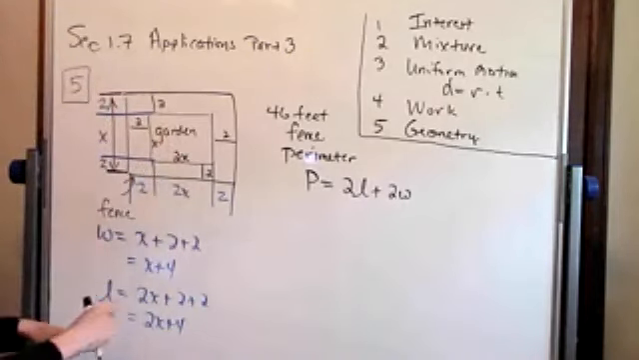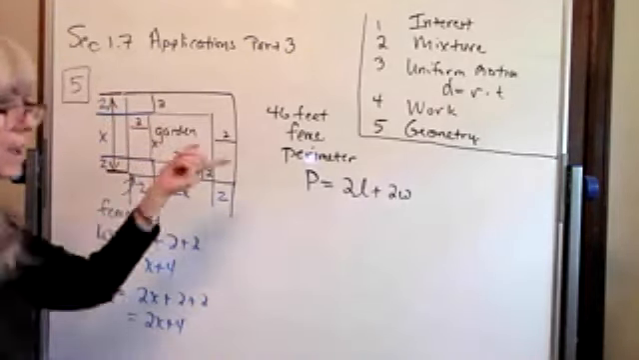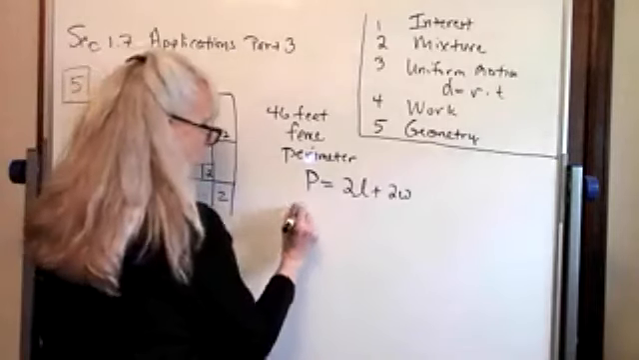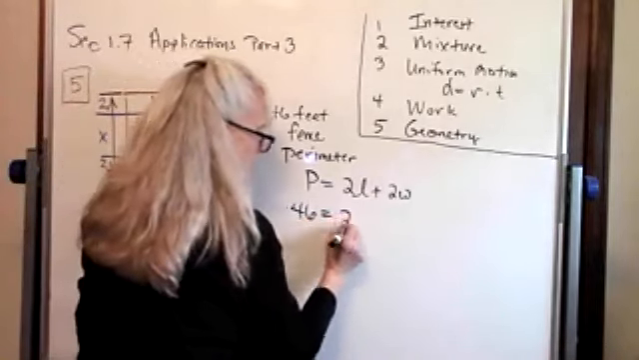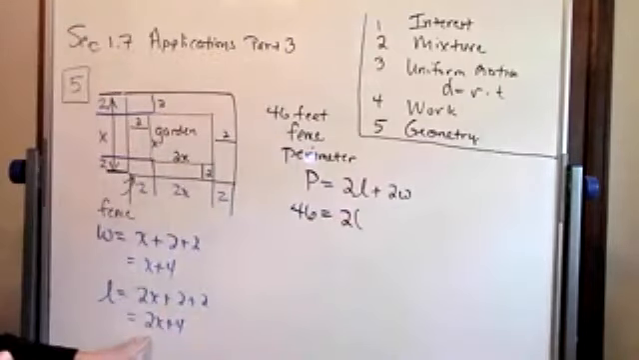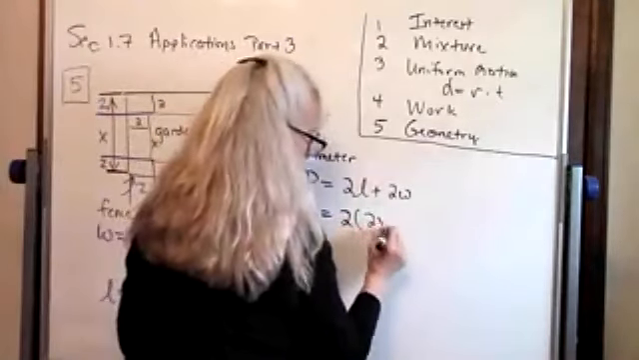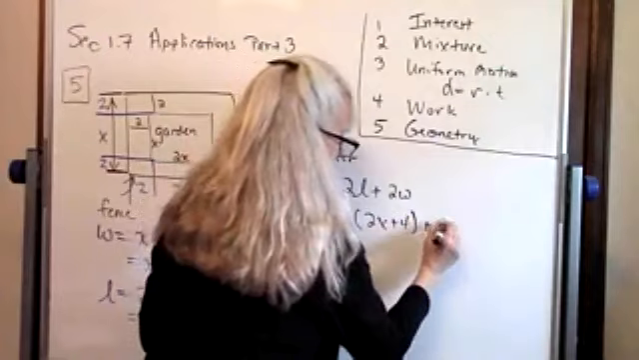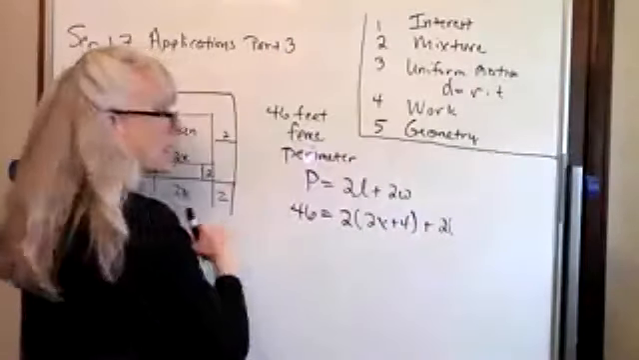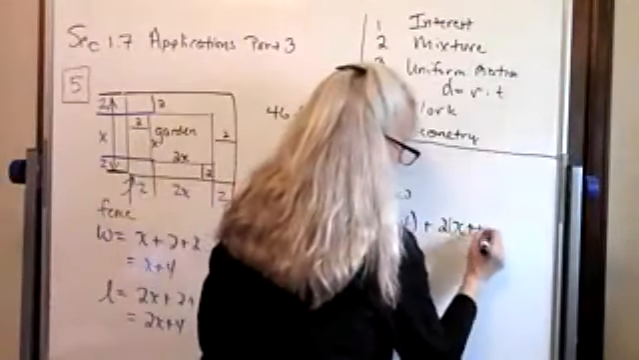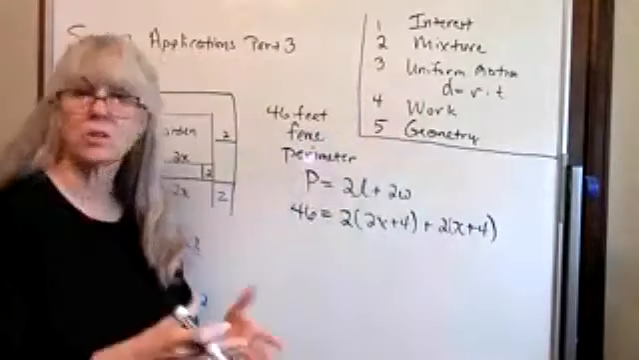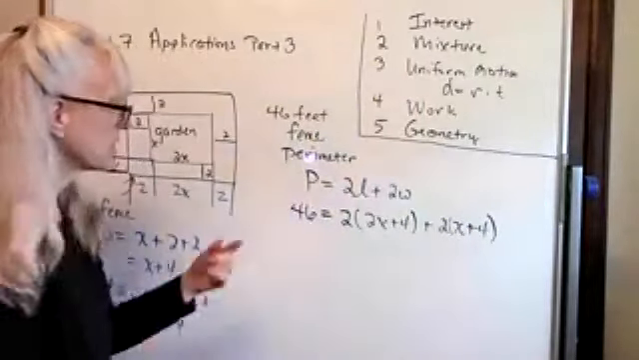And I'm going to take both of those and plug them in over here because we know how much we have for the fencing. We don't know about the garden. So the 46 feet of fencing is going to cover 2 of my lengths, and my lengths were 2X plus 4, and 2 of my widths, and my widths were X plus 4. That gives me another nice linear equation, no exponents to solve, and we can solve this pretty quickly.